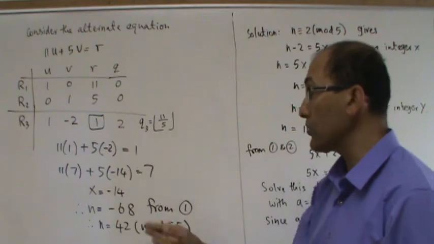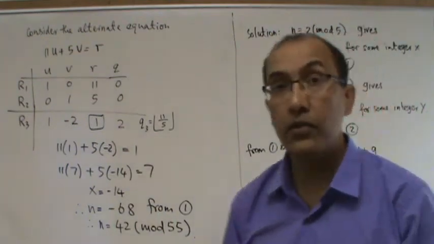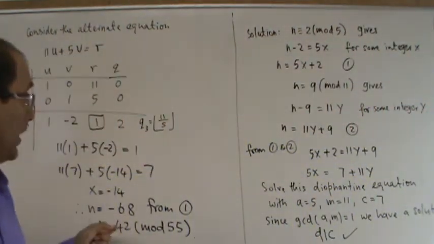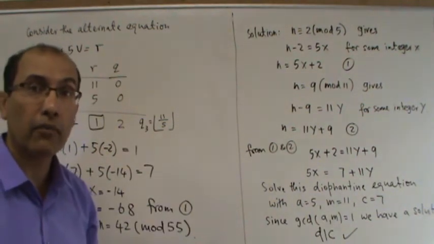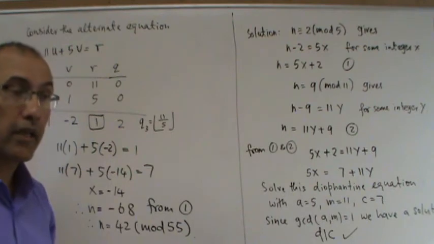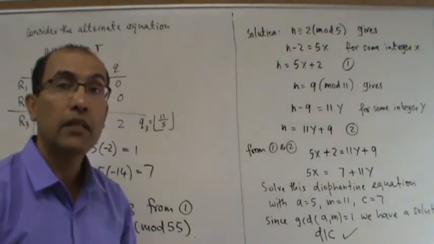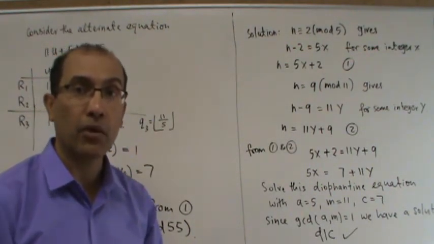So 42 is your answer, and of course you can check that 42 will work for both equations, and that's your solution. So that's how we solve Chinese remainder theorem problems.